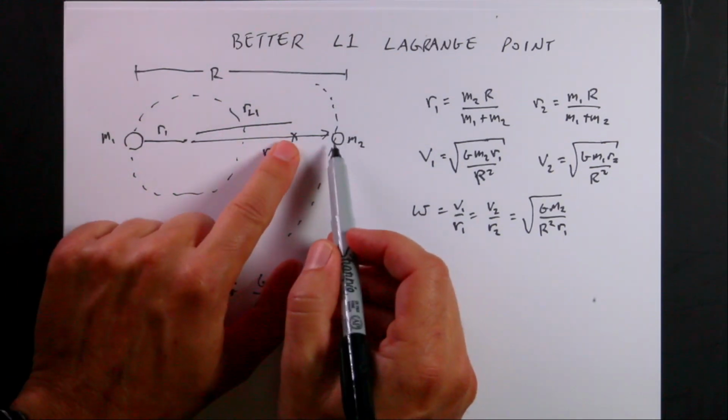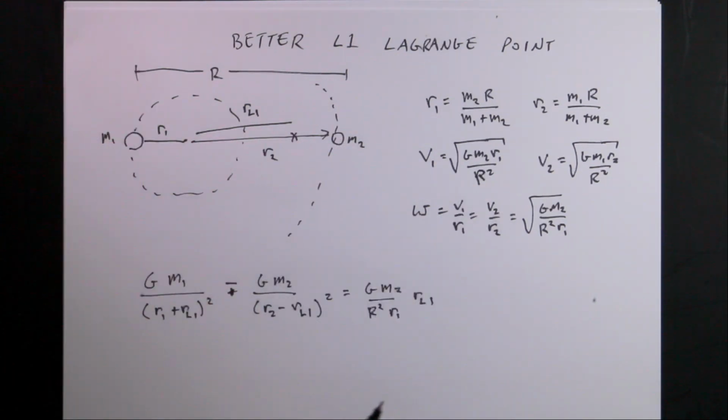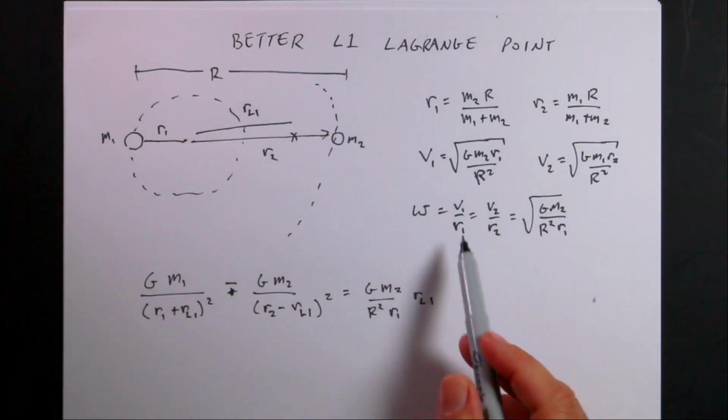So it will orbit right along next to it, and then you could put a spacecraft there or a space telescope, and you know exactly where it's at. So it's a good location. So there's my angular velocity.